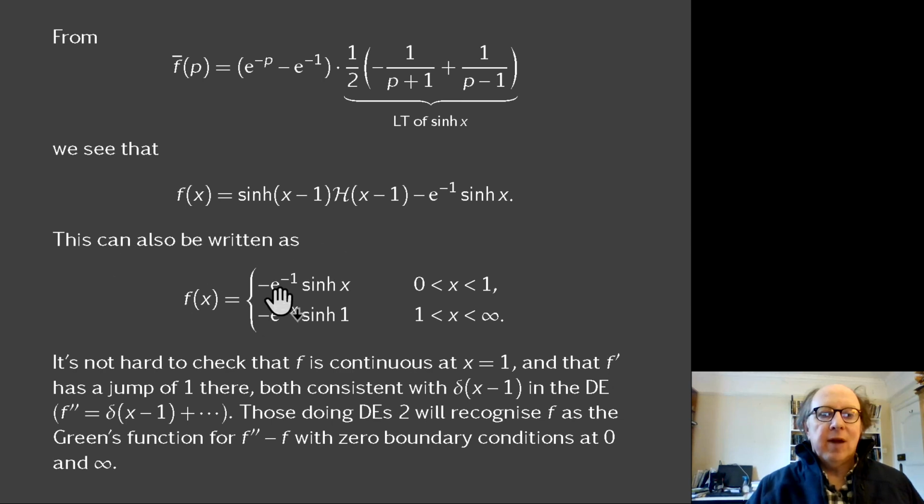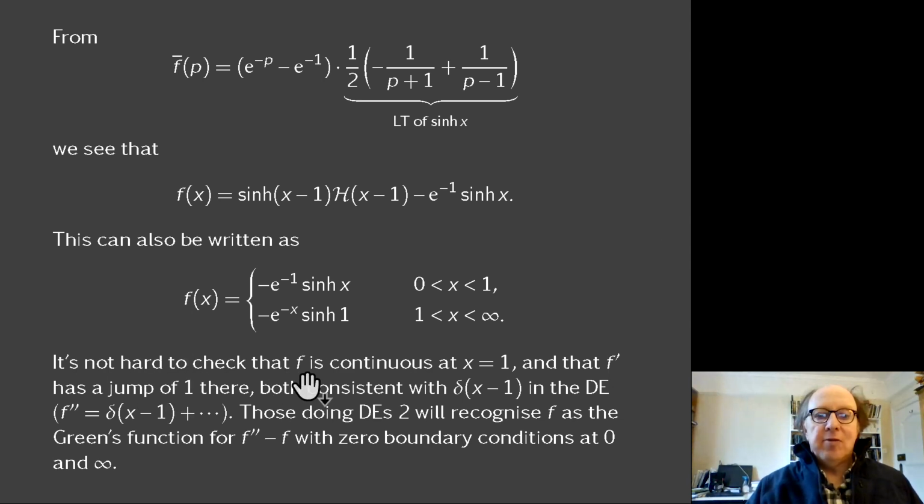And you can write this as minus e to the minus 1 sine of x if x is between 0 and 1, and minus e to the minus x sine of 1 if x is between 1 and infinity. And if you think that there's some structure here with e to the minus 1, e to the minus x sine of 1, you're right. This is, in fact, the Green's function for the differential operator f double primed minus f with 0 boundary conditions, as anybody doing differential equations 2 will recognize.